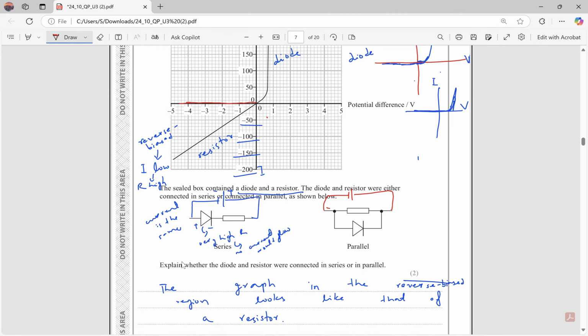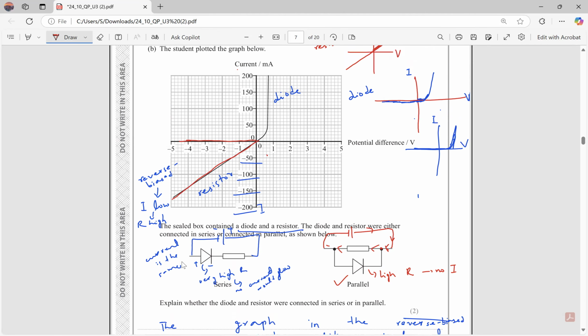So in parallel, again, let's say they were connected in reverse bias. When the current would travel up till this point, the diode path has a very high resistance, so high that no current would pass. So the current would take the low resistance path and go here. That's why you would get a resistor graph here. So parallel is the answer.